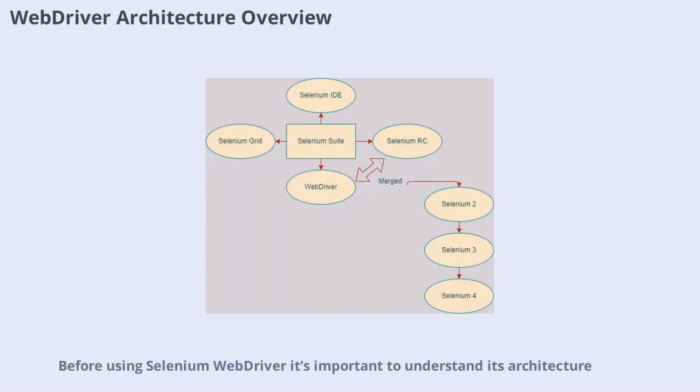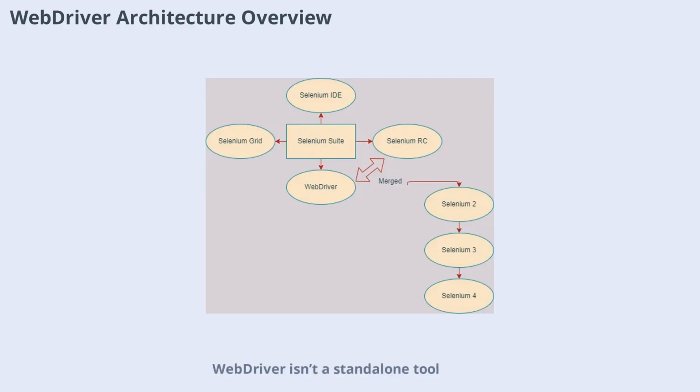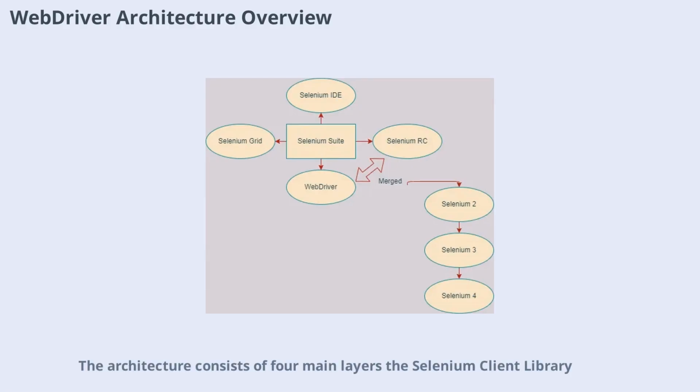Before using Selenium WebDriver, it's important to understand its architecture. WebDriver isn't a standalone tool. It's made up of several components that work together to run tests. The architecture consists of four main layers: the Selenium Client Library, JSON Wire Protocol, browser drivers, and browsers. Each layer plays a crucial role in executing automated tests efficiently.